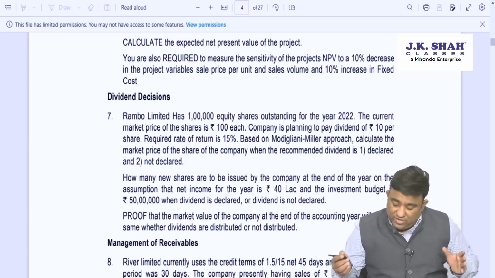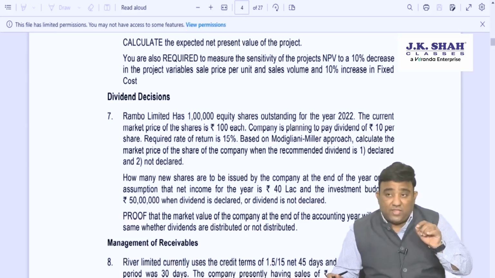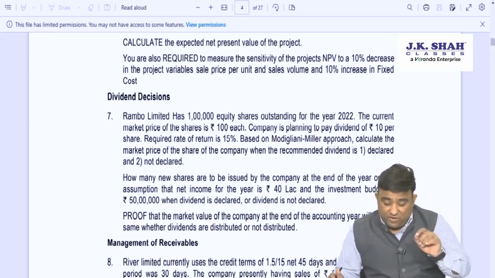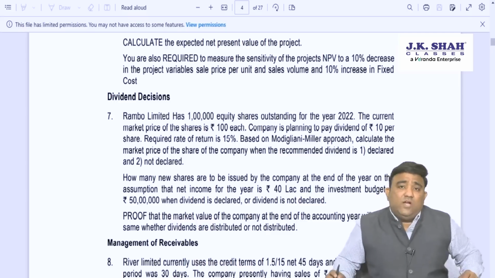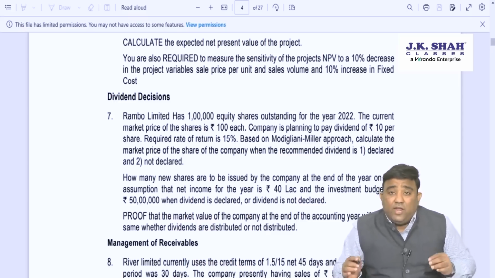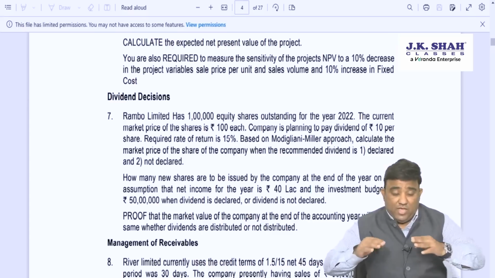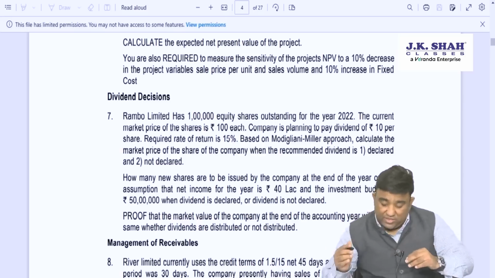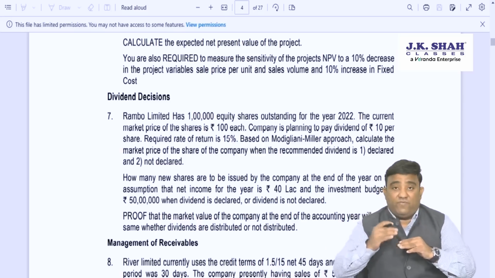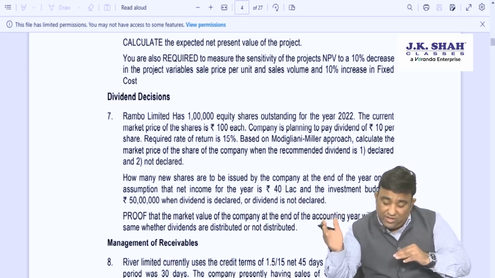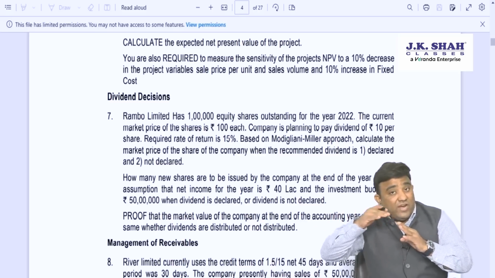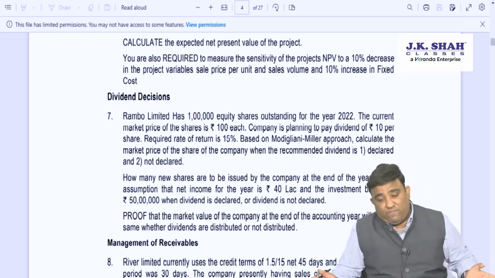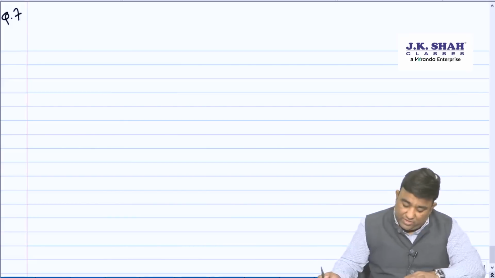Come on, student, it's very simple. Today's price is 100 rupees. Company is planning to give 10 rupees dividend and required return is 15%. Already I can say 100 into 1.15, because on 100 you need a 15% return. It has to be 115. And for 10 rupees as a dividend, the market price when dividend is declared is going to be 105. Not declared, it is going to be 115. Can we directly put in the formula? Yes.